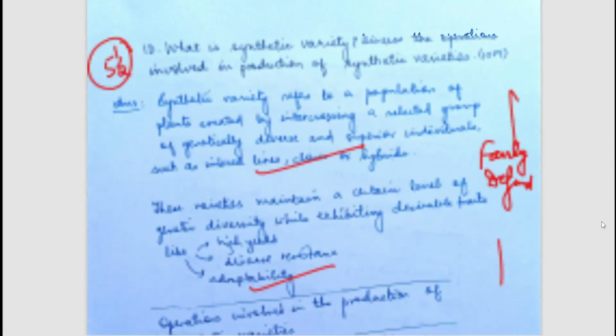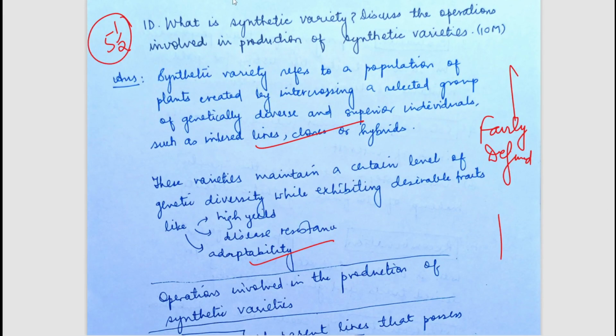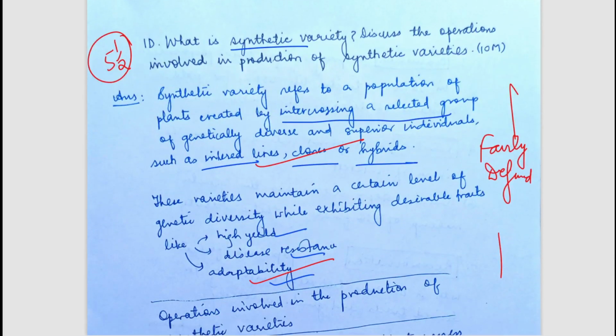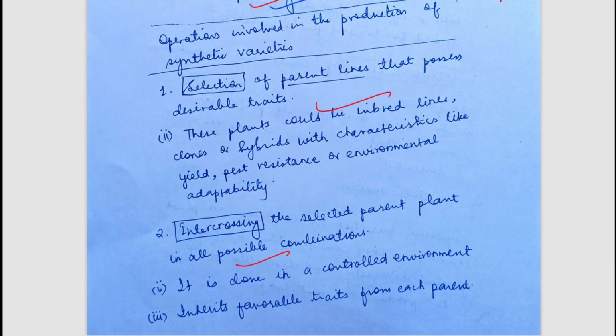Now let's move to the next question. The next question was, what is a synthetic variety? Discuss the operations involved in production of synthetic varieties. As the name suggests, synthetic variety refers to the population of plants created by intercrossing a preselected group of genetically diverse and superior individuals such as inbred lines, clones or hybrids. So these are the things which are crossed in synthetic variety. That could be done for high yield, disease resistance, adaptability. So fairly introduced. Now, what are the operations involved in production of synthetic varieties?